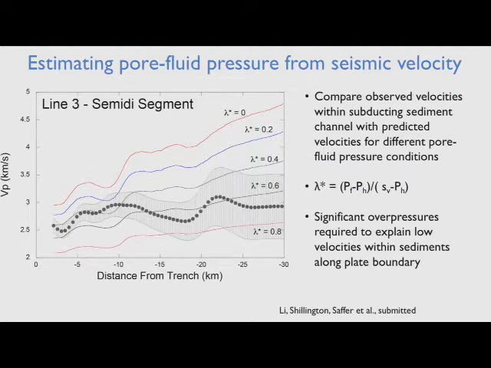And so what I'm showing you here are observations of velocity within that subducting sediment channel. Each of these colored lines is showing predictions for different possible pore fluid pressures, expressed as this lambda star, which is sort of a ratio of pore fluid pressure and other things. A lambda star of 0 is hydrostatic, with no elevated pressure, and a lambda star of 1 is like lithostatic. But you can see that our data is best explained by relatively high pore fluid pressures.